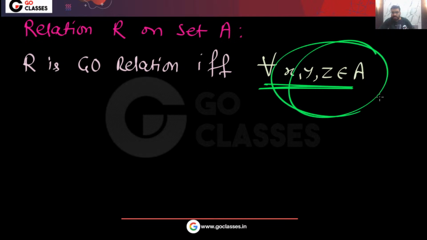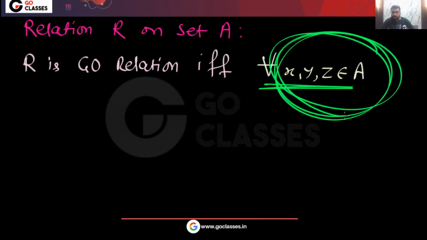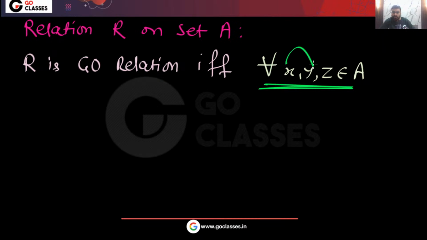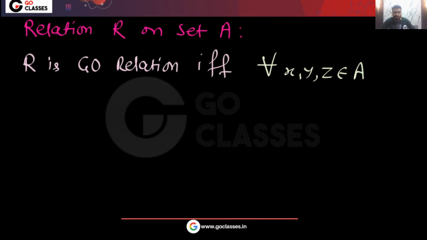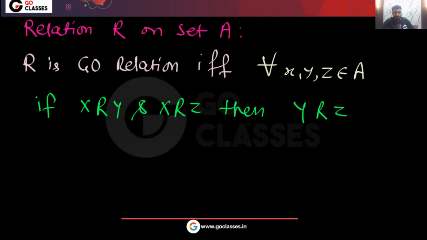When I say x, y, z belong to A, they can be same or different. x and y can be same or different. x and z can be same or different. y and z can be same or different. x is in A, y is in A, z is in A. So R is a Go relation if and only if, for whatever elements you take, if x is related to y and x is related to z, then y will be related to z. This is what the question is saying.